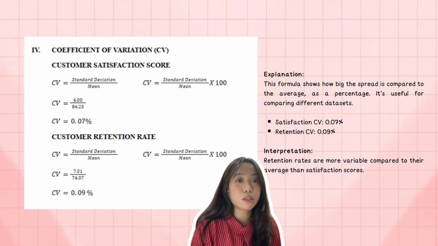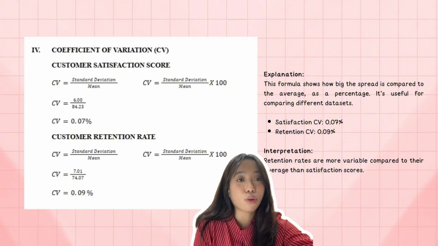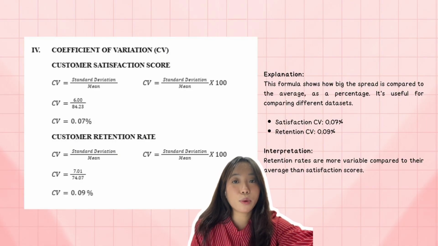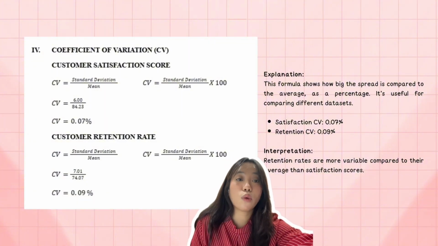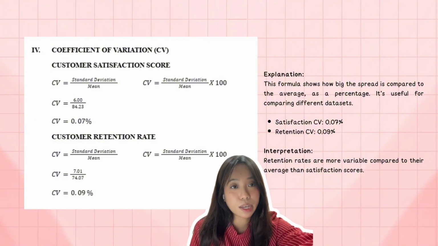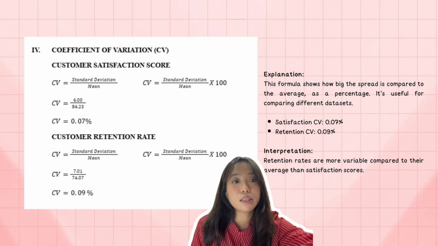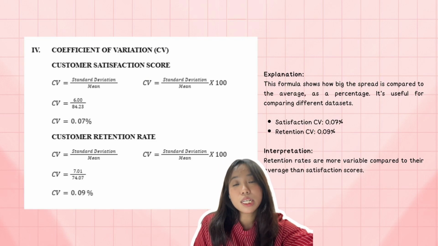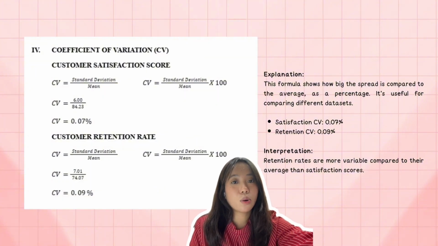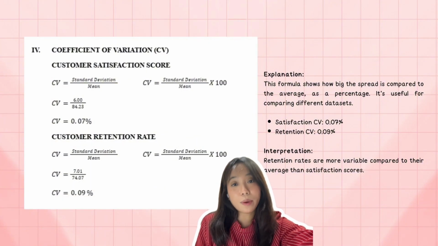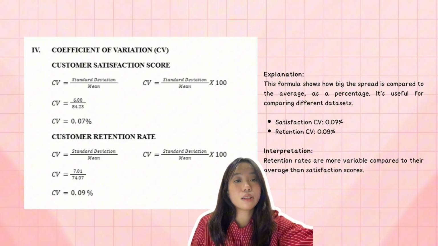The answer for customer satisfaction is 6.00% divided by the mean 84.23%, equal to 0.07%. Meanwhile, customer retention standard deviation, which is 7.01%, divided by the mean 74.07%, is equal to 0.09%. So this shows that retention rates are more variable compared to the average than satisfaction scores.